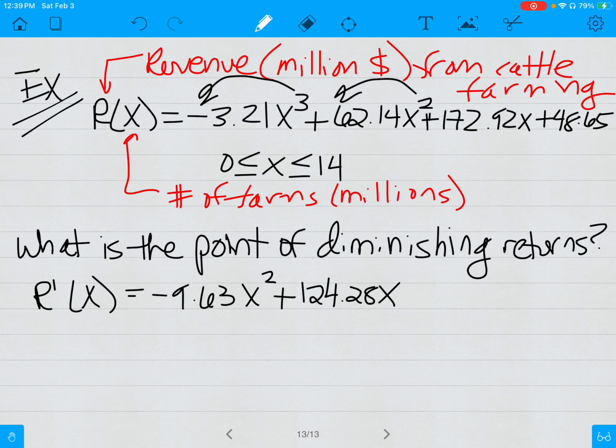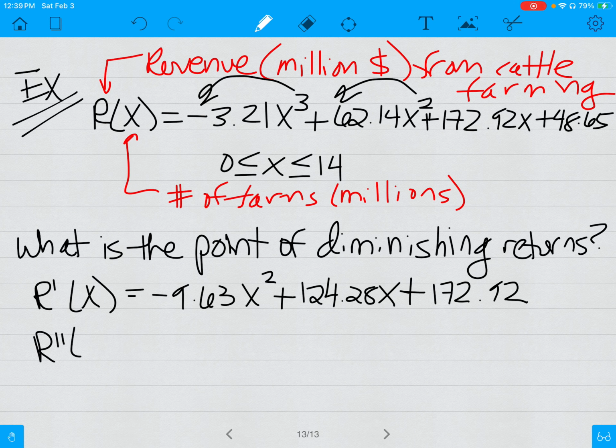And then that's just going to be plain x, right? Because we take 1 away from the exponent. And then 172.92x, that's just going to become 172.92. And then that constant term, the derivative of that is 0. So there's our first derivative.